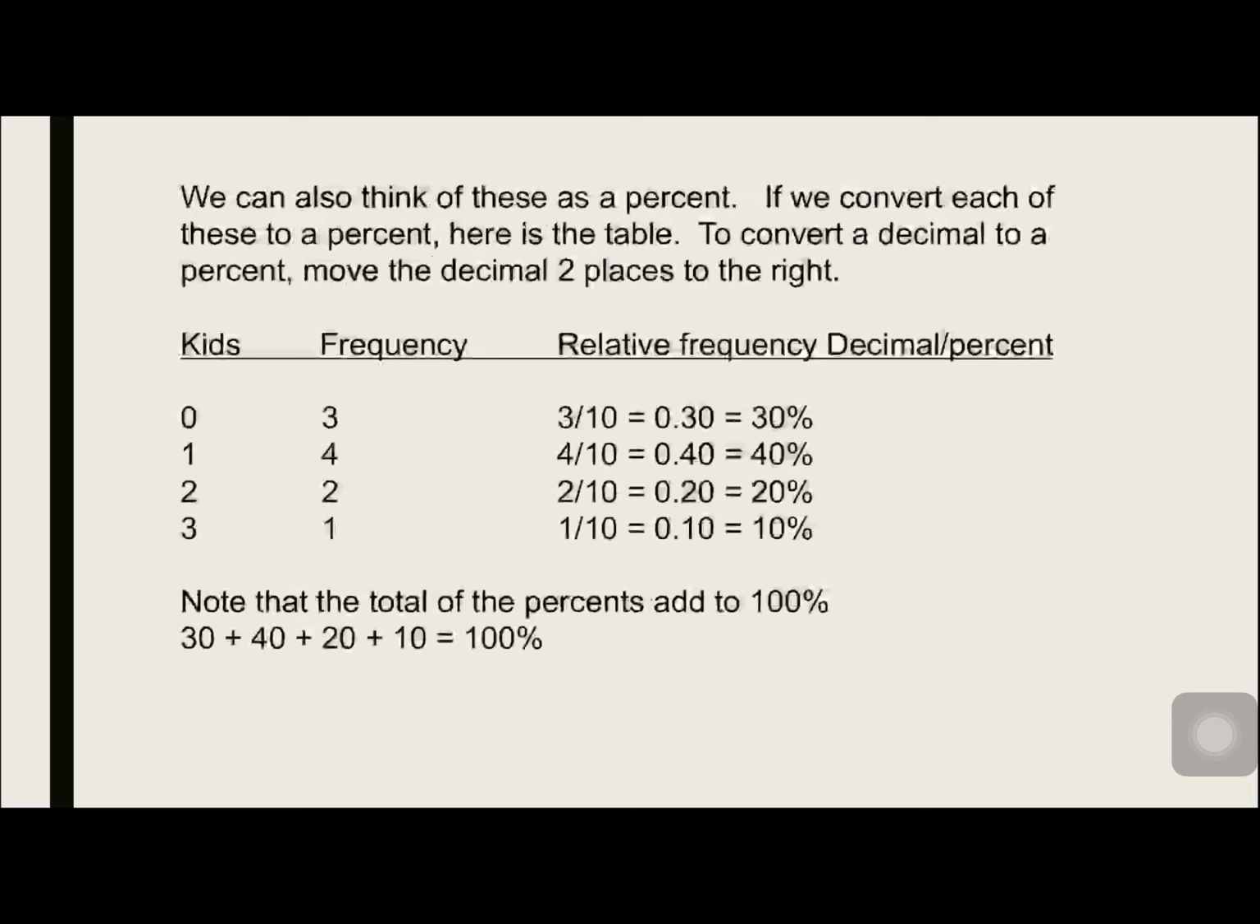We can also think of these as a percent. If you convert each of these to a percent, here's the table. To convert something to a percent, move the decimal 2 places to the right. So 0.30, move it to the right 2 times is 30%. Note that the total of the percents adds to 100% because 100% is the whole.